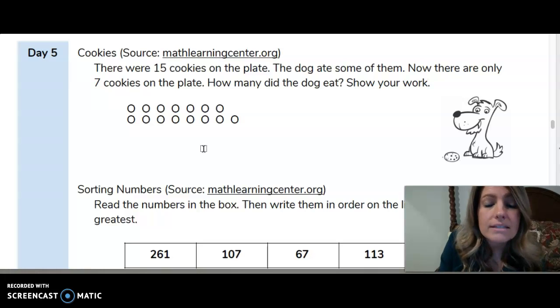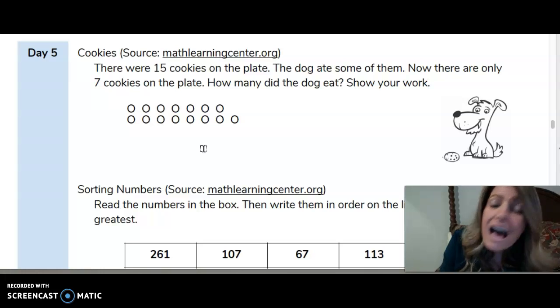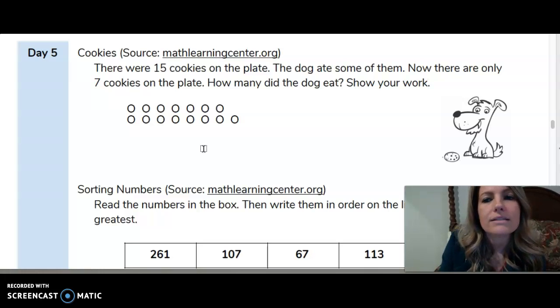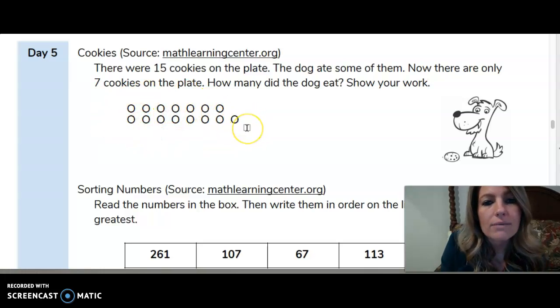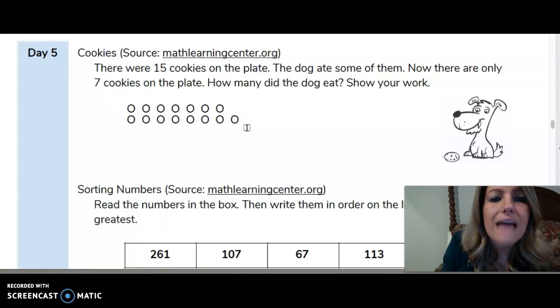The dog ate some of them. Does it tell us how many the dog ate? It does not tell us how many cookies the dog ate. But we do know that after the dog ate the cookies, there were only 7 cookies left. So our job is to figure out how many cookies the dog ate. We don't know how many cookies to mark out, but we do know how many cookies were left.